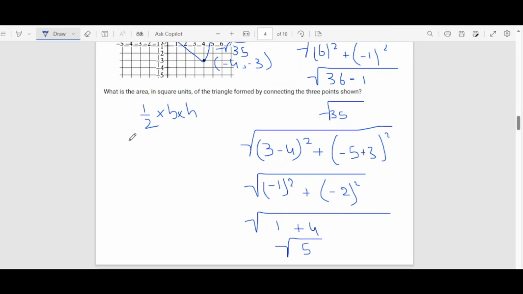Now let's use the formula 1/2 × base, which is root 35, × height, that is root 5. Let me use my calculator here. 1/2 × root 35 × root 5, which gives us the answer of 6.6. All right, this is our answer.